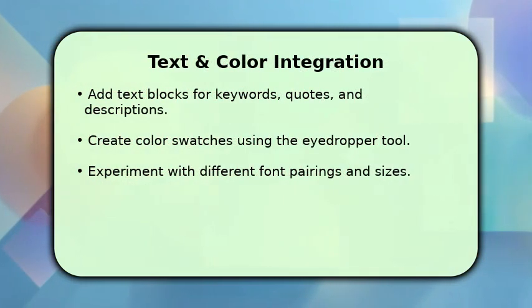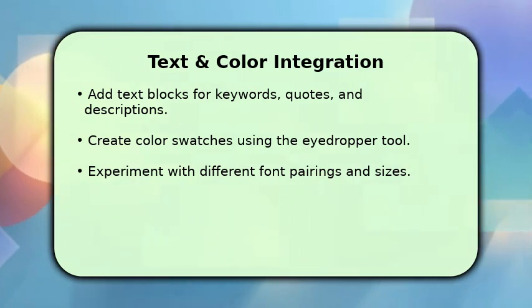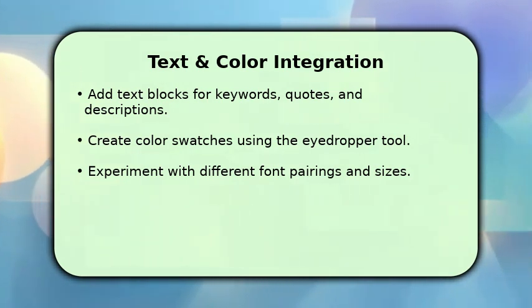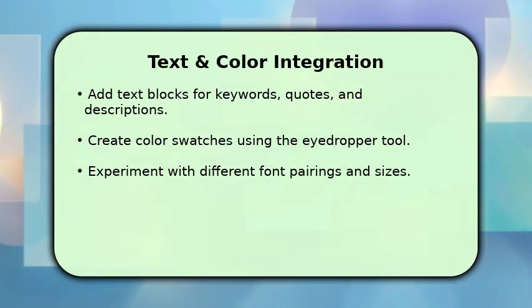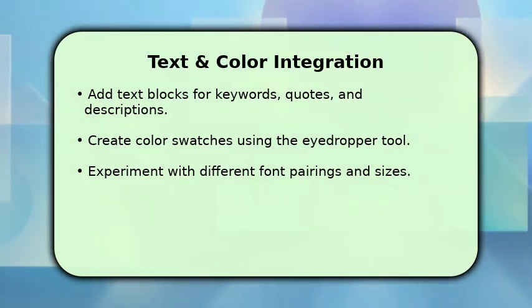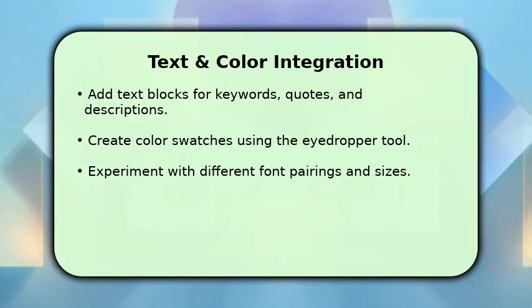Beyond images, text is crucial for conveying mood. Add text blocks for keywords, inspiring quotes, or brief descriptions of your design intent. Utilize Figma's eyedropper tool to extract colors directly from your images, creating a cohesive color palette. Don't forget to experiment with various font pairings and sizes to enhance the overall aesthetic.